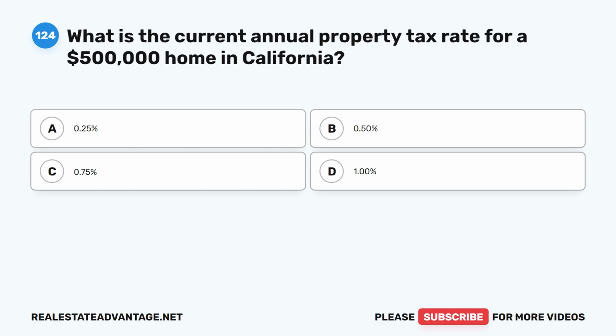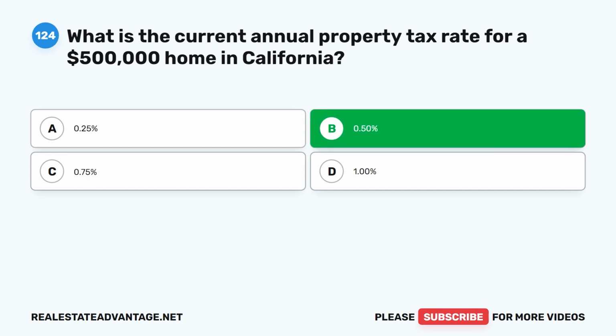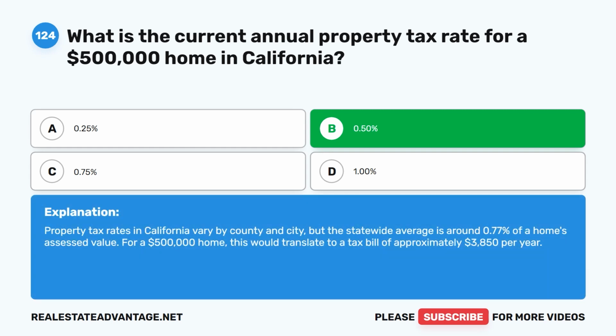Question 124. What is the current annual property tax rate for a $500,000 home in California? A. 0.25%, B. 0.50%, C. 0.75%, D. 1.00%. The correct answer is B. 0.50%. Property tax rates in California vary by county and city, but the statewide average is around 0.77% of a home's assessed value. For a $500,000 home, this would translate to a tax bill of approximately $3,850 per year.